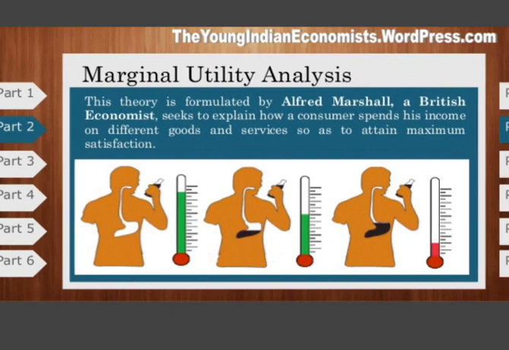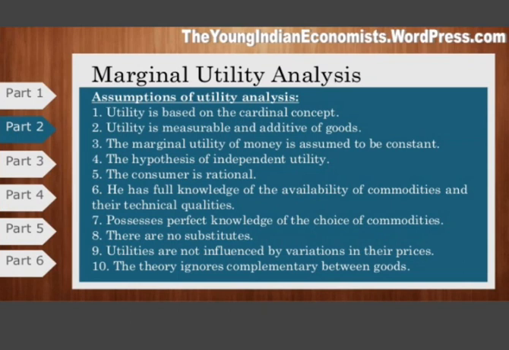Then we move on to the next one, which is the assumptions of utility analysis. And what are the assumptions? You have about 10 assumptions here. The first one is that utility is a cardinal concept, meaning that it is measurable. The second assumption is that it is additive. That means you can add the utility you derive from the consumption of one good to another. Then also money is assumed to be constant. That means the amount of money you spend on each unit of commodity is the same.